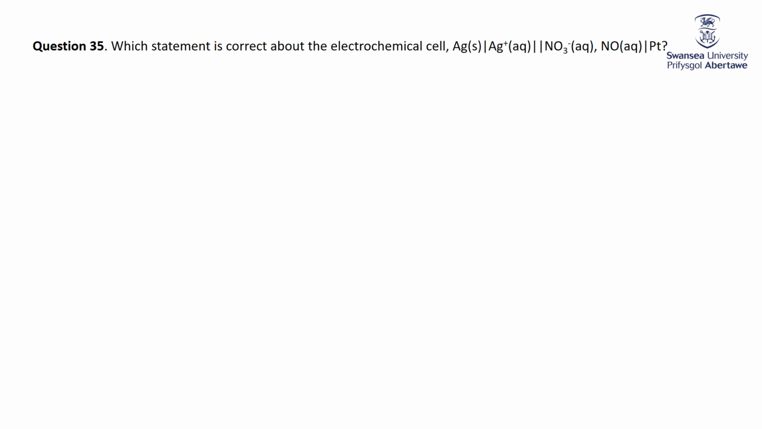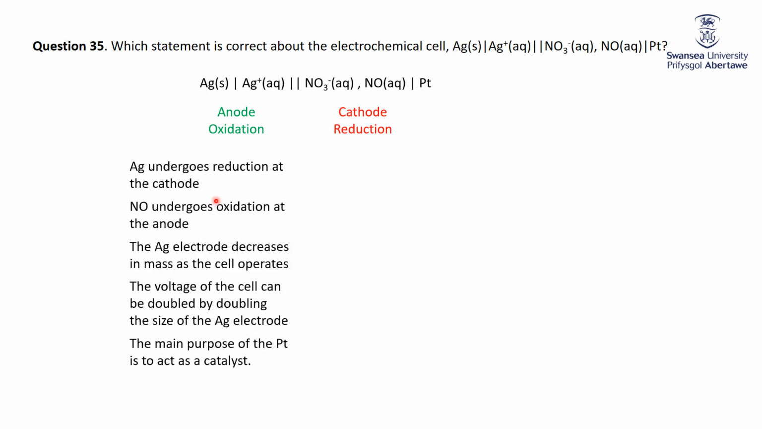Which statement is correct about this electrochemical cell? Well, we always write the anode on the left and the cathode on the right. So the anode, the oxidation, silver going to silver plus, the cathode, the reduction, NO3- going to NO. So let's look at the possible statements. Does Ag undergo reduction at the cathode? No, Ag undergoes oxidation at the anode.